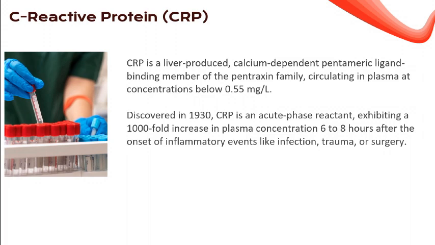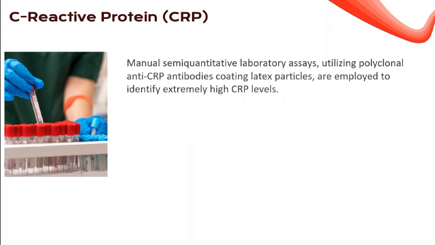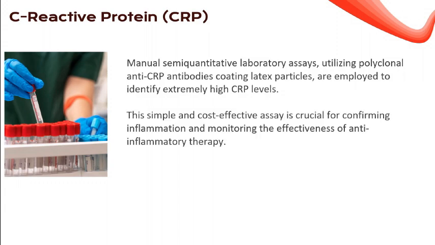Discovered in 1930, CRP is an acute-phase reactant. Picture this: it exhibits a 1,000-fold increase in plasma concentration within hours after the onset of inflammatory events like infections, trauma, or surgery. It's our body's rapid response team. Now, labs use manual semi-quantitative assays to detect extremely high CRP levels. It's like our protein detective putting on a magnifying glass to confirm inflammation and monitor the effectiveness of anti-inflammatory therapy.